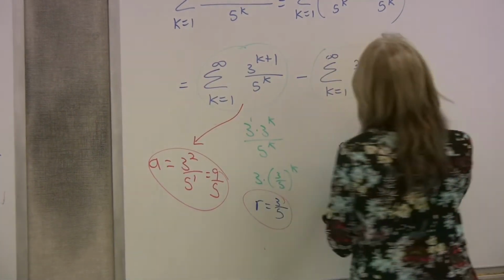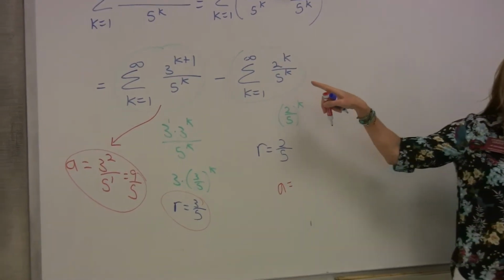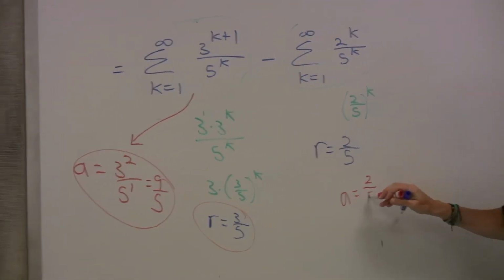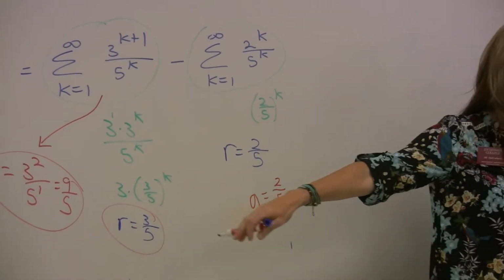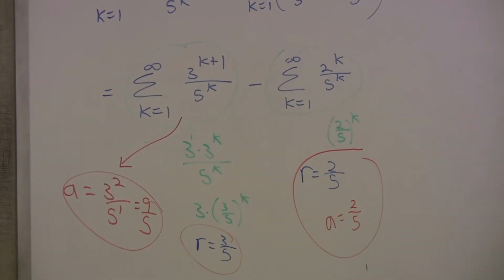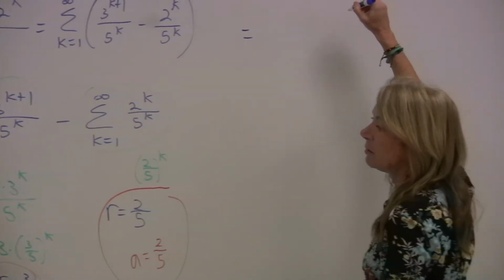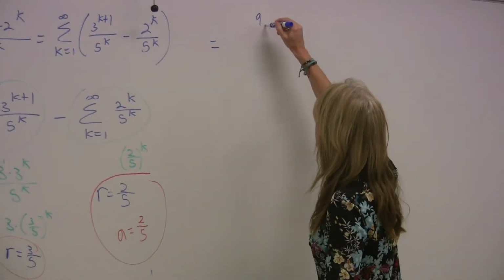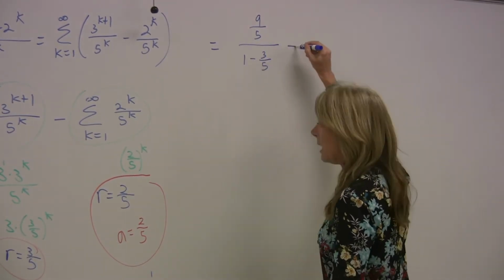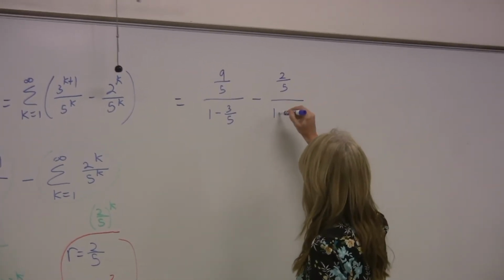How about this one over here? We already found the R. What's A in this case, when I plug 1 in there for k? 2/5. I like this one because it shows you that A and R aren't always the same. So we have this A and R, and that A and R. So the sum of this whole series is going to equal 9/5 over 1 minus 3/5, minus 2/5 over 1 minus 2/5.